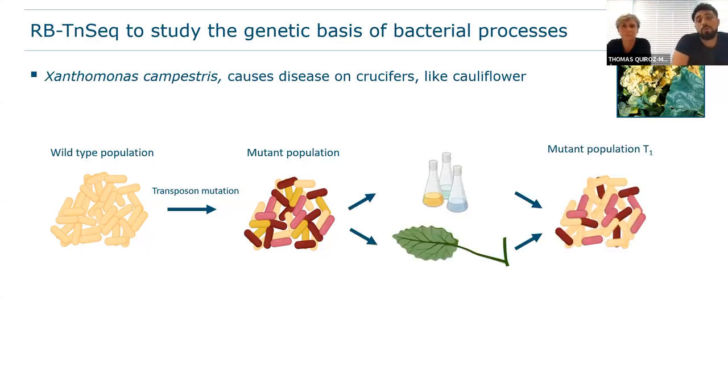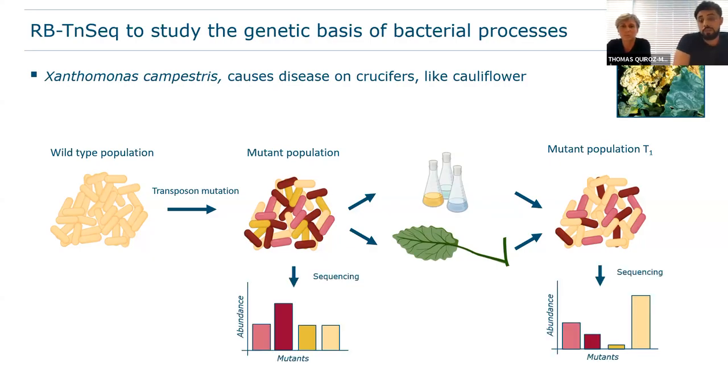We can, for example, inoculate our population in vitro or in planta. And mutants in the population that are mutated in genes that are important to overcome these kinds of pressures in vitro and in planta will become depleted from the population. If we then sequence the bacterial DNA of the different populations and compare these with each other, we can identify genes that are important for the bacteria to overcome these evolutionary pressures.